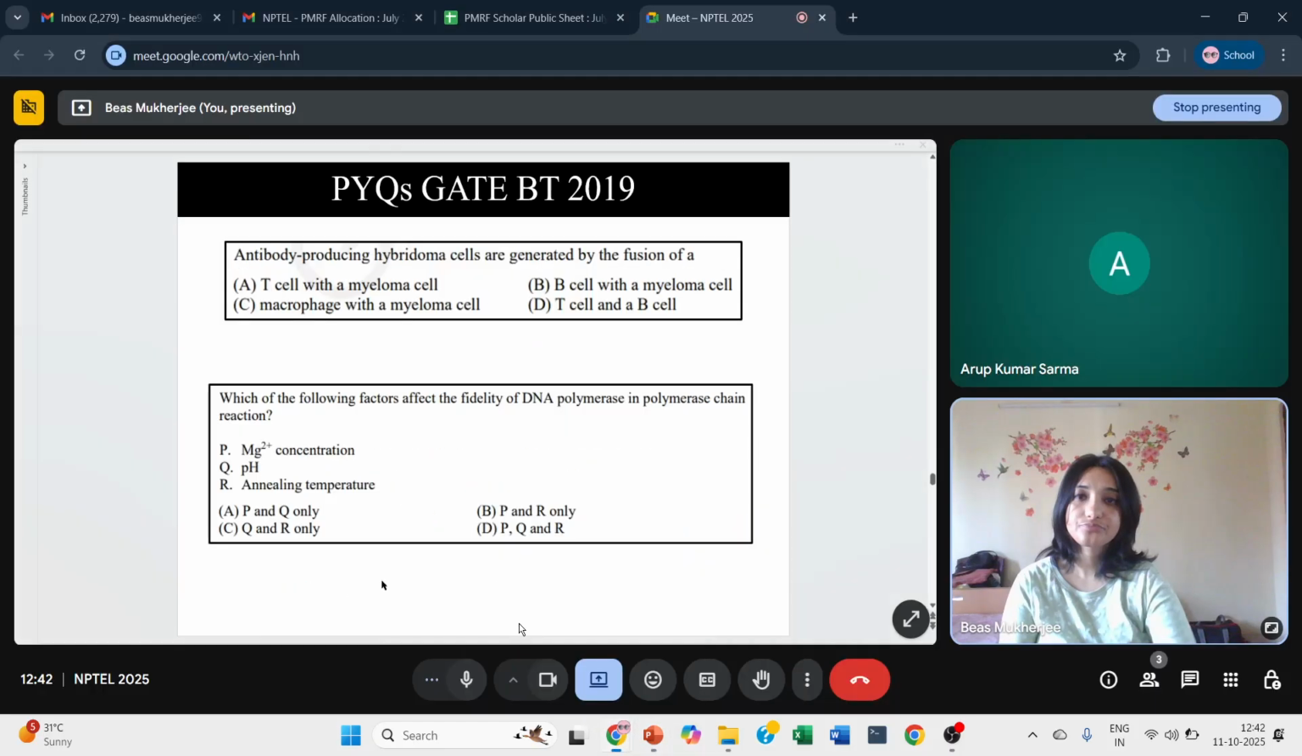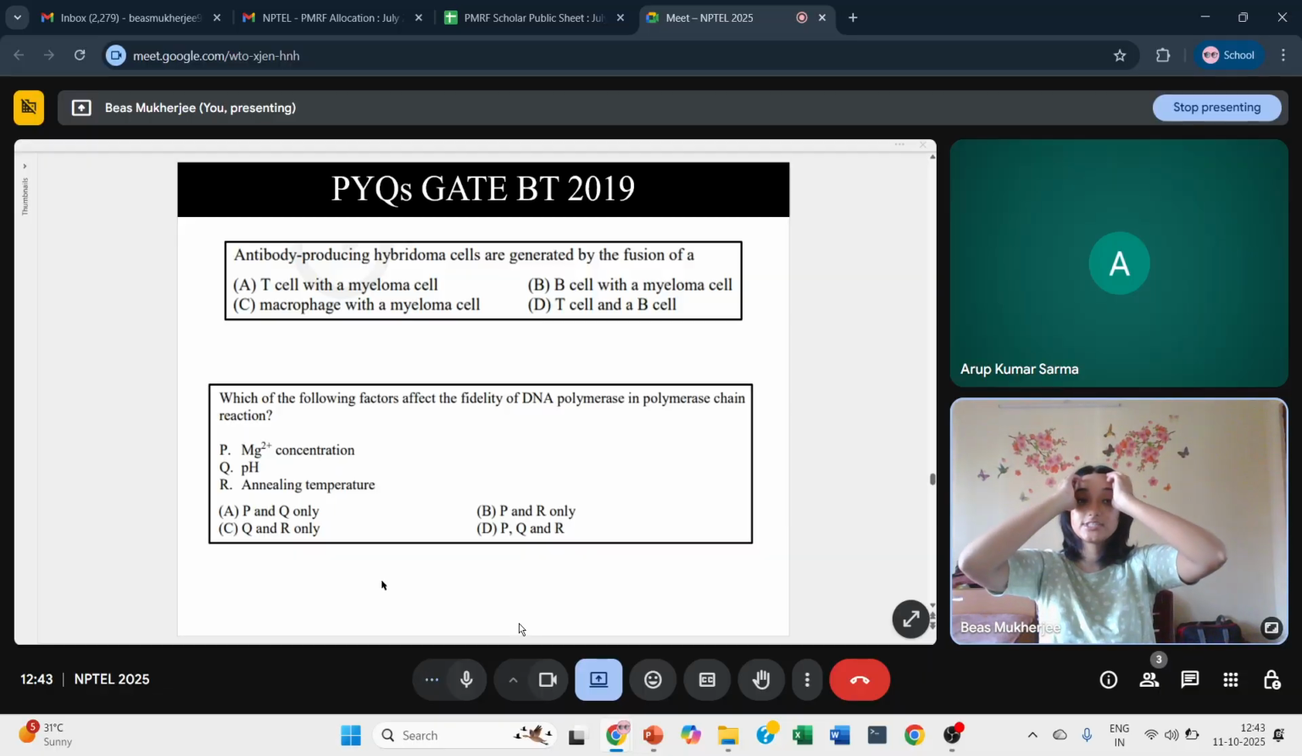Right, so this is again GATE BT 2019. Okay, so antibody producing hybridoma cells are generated by a fusion of: T cell with myeloma cell, B cell with myeloma cell, T cell with B cell, macrophage and myeloma cell. You definitely know the right answer to this, right? So we were discussing this in the previous class.